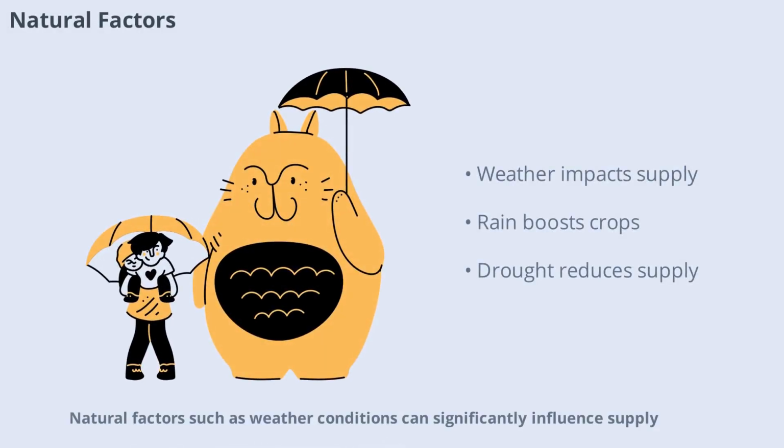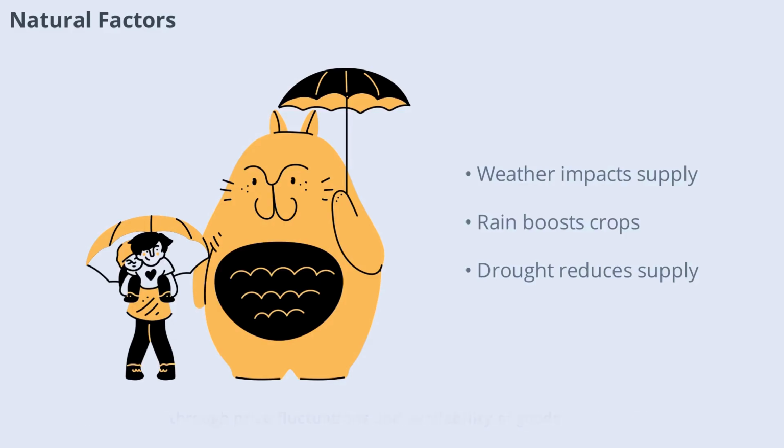Natural factors such as weather conditions can significantly influence supply, especially in agriculture. For example, good rainfall can lead to a bumper crop, increasing the supply of agricultural products. However, adverse weather events like droughts or floods can severely reduce supply, causing shortages and higher prices. These unpredictable natural events highlight the vulnerability of supply to environmental conditions. Producers must adapt to these changes, and consumers often feel the effects through price fluctuations and availability of goods.